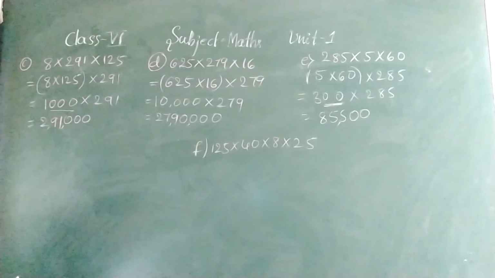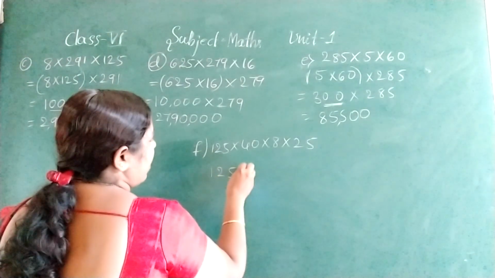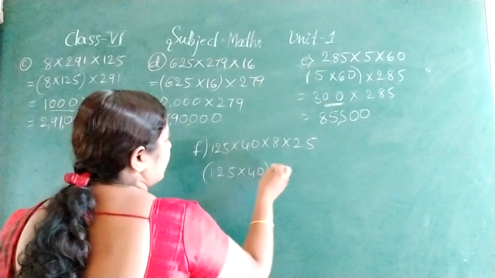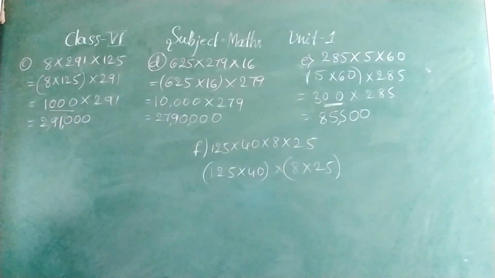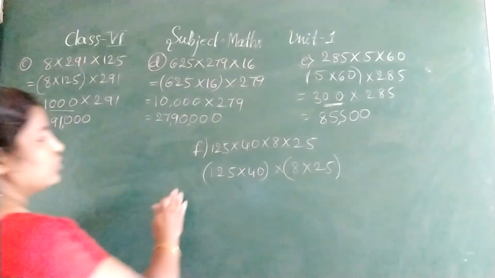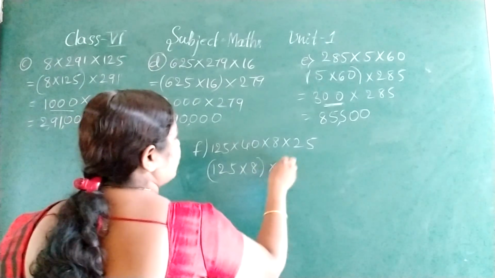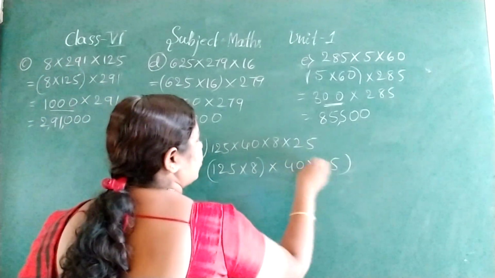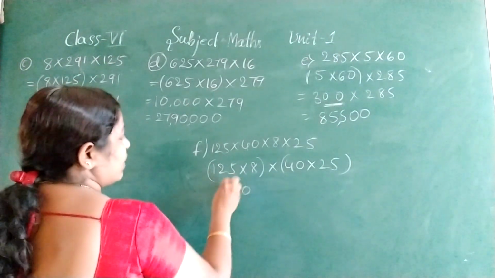Next, F. So here what you have to do, associativity you have to use, and then you should make the groups. Next you can multiply, you will get the answer easily. 125 into 40 into 8 into 25. You can do like this also: 125 into 8 into 40 into 25. So 125 into 8 means this is 1000. Multiply you can do.